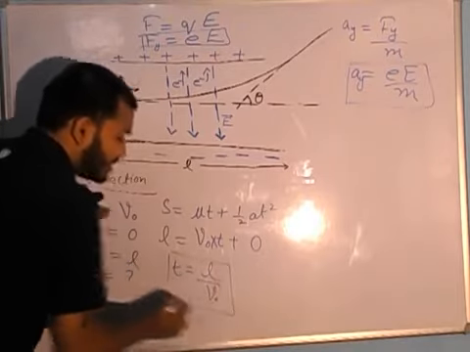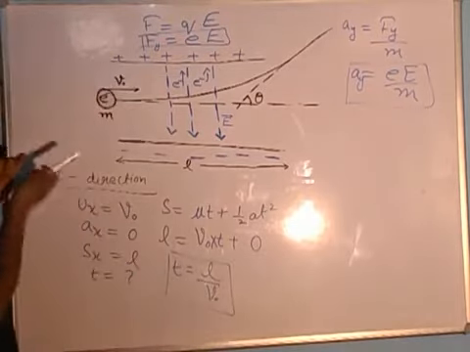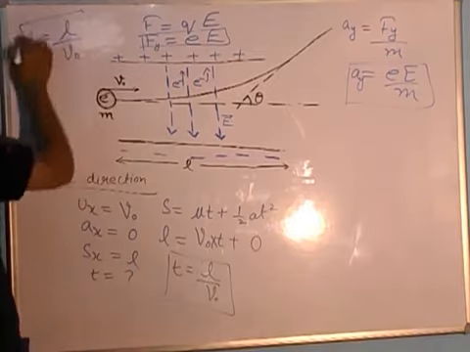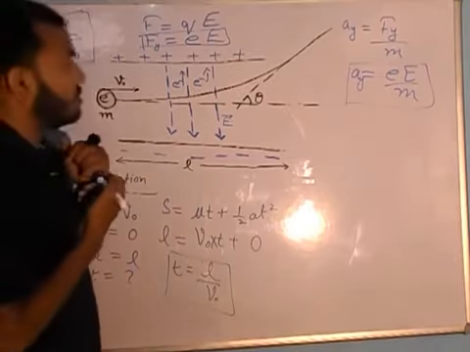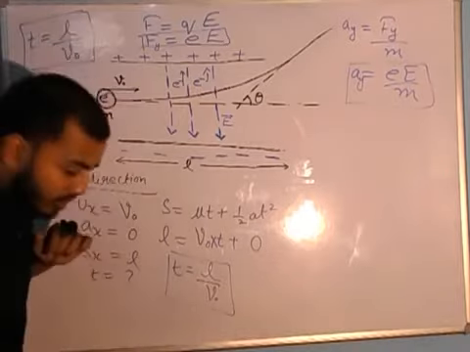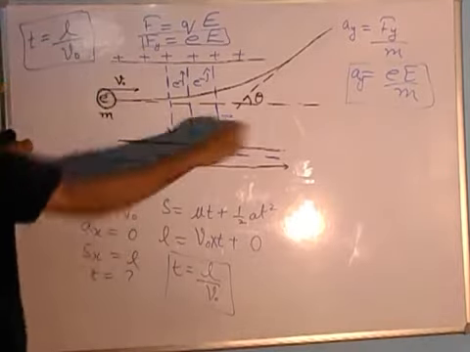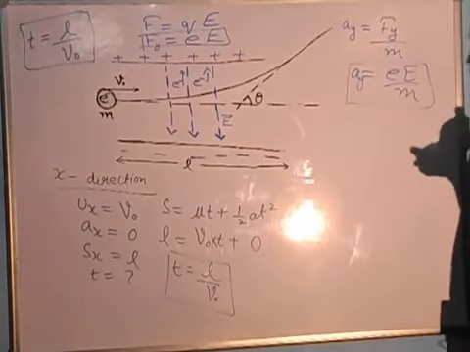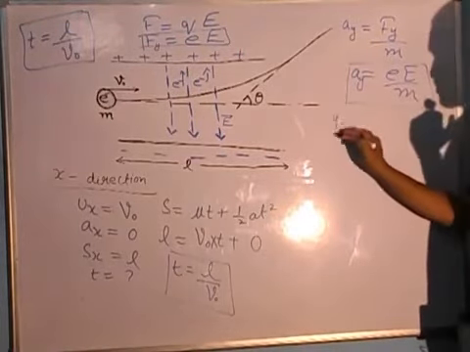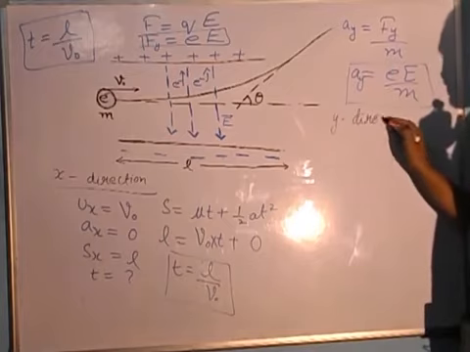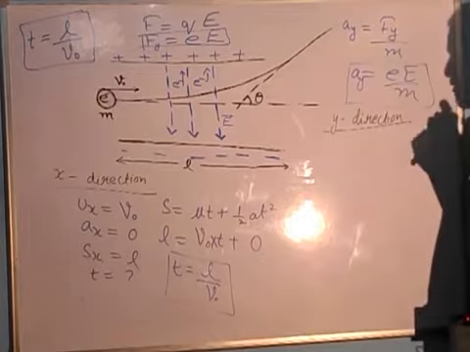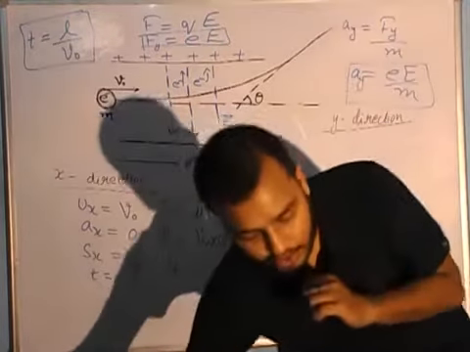This much time is taken by the electron to pass through this electric field. How much time? t is equal to L divided by v0. So in this much time, the electron will cover the horizontal distance L. Is it clear? Okay. Now I am going towards the y direction motion of the electron. Motion in the y direction. Now what is the motion of the electron in the y direction? Let's find it out.